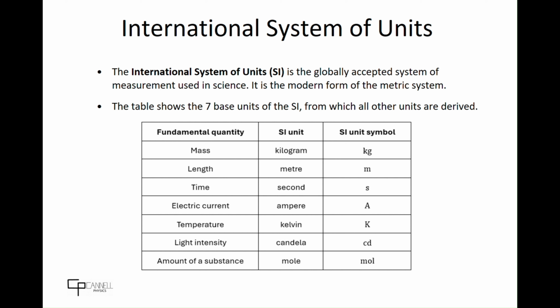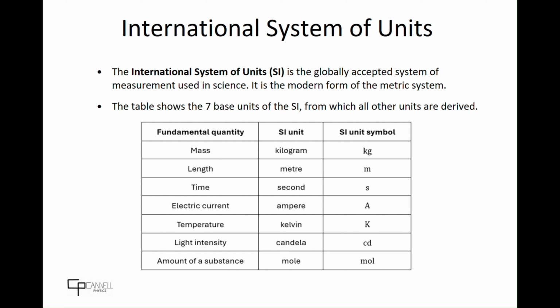But to ensure effective and efficient communication between scientists around the globe, the International System of Units is used. This is also called the SI unit system. This was adopted globally by scientists in 1960, and it is the modernized version of the metric system. So as we covered in the Introduction to Physics video, there are fundamental quantities and derived quantities. Essentially, the derived quantities come from a combination of the fundamental ones.